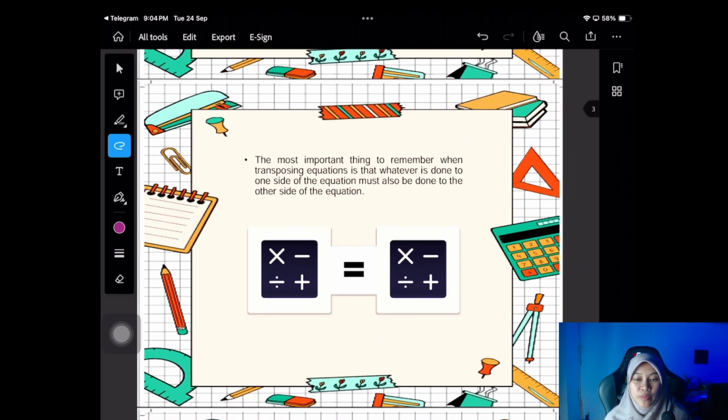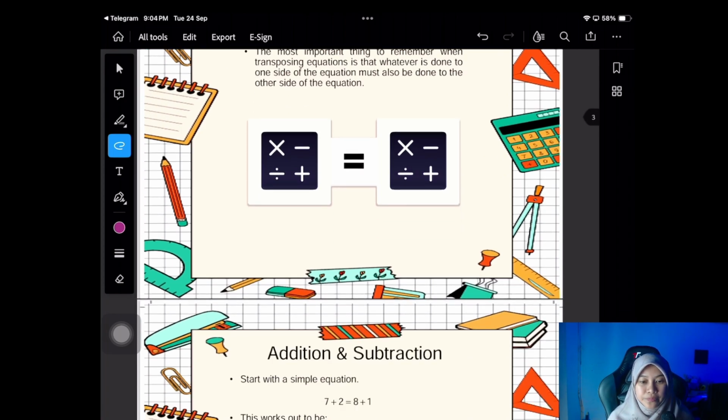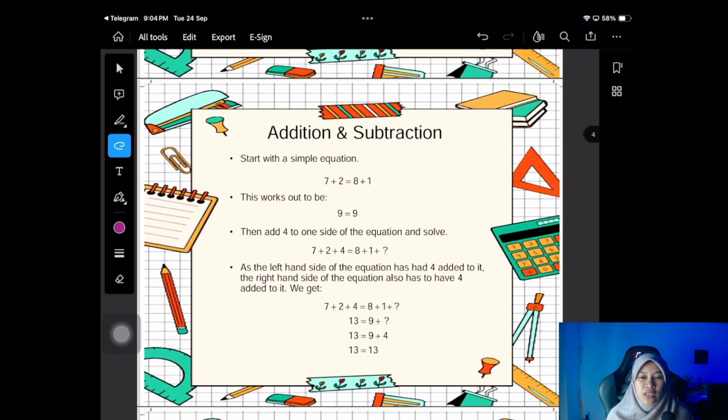The most important thing to remember when transposing an equation is that whatever is done to one side of the equation must also be done to the other side of the equation. Let's see, for addition and subtraction, we start with the simple equation. We know that 7 plus 2 is equal to 8 plus 1, which is 9 is equal to 9.